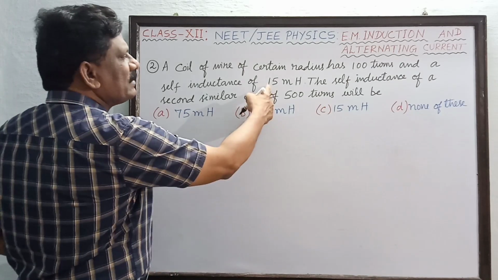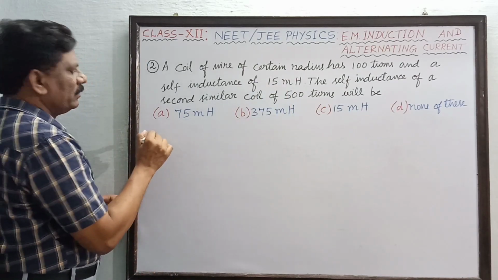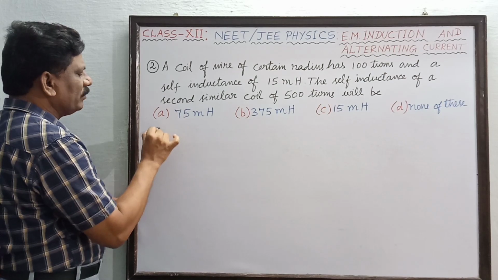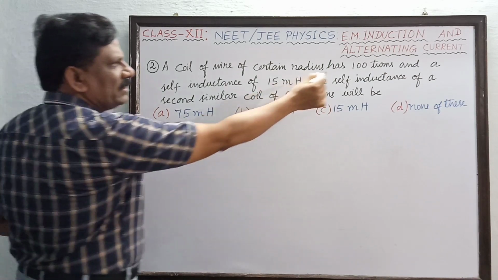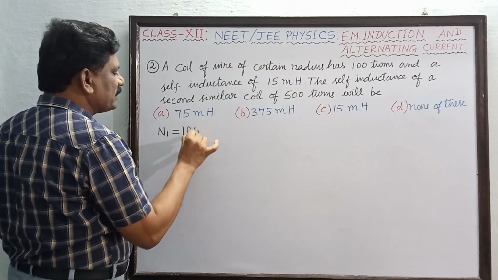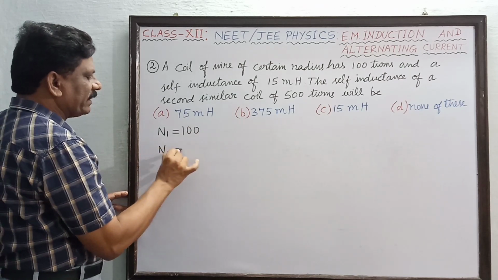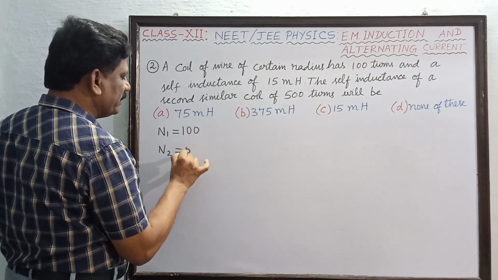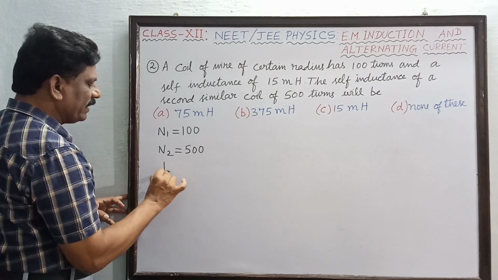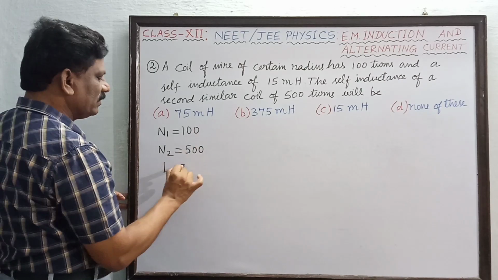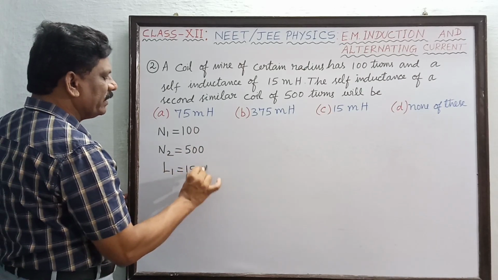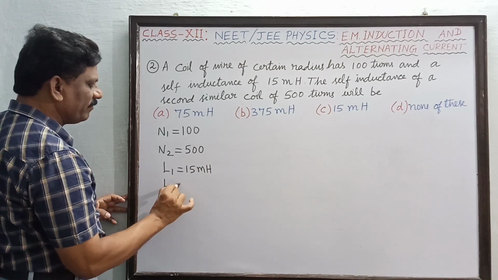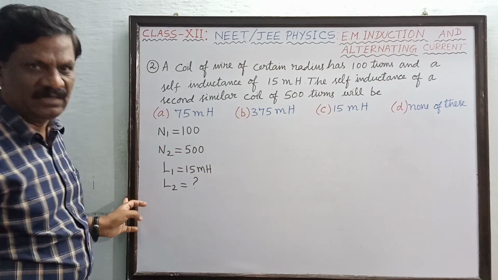So L1 is 15 millihenry. Okay. So here number of turns N1, the first coil is having 100 turns and the number of turns in the second coil is 500. And the self-inductance of the first coil is 15 millihenry. We have to find the self-inductance of the second coil.